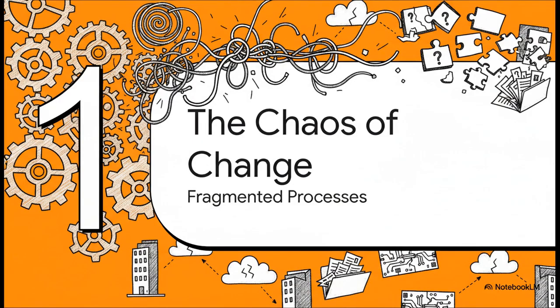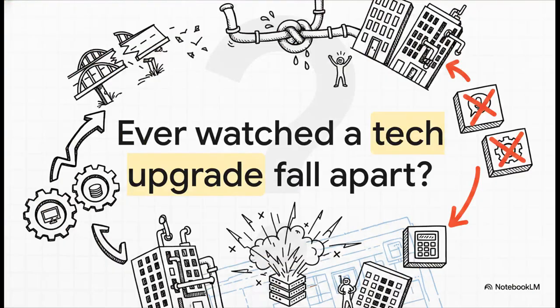Section 1. The Chaos of Business Change. To really understand why all this matters, I want you to picture a hypothetical company. They're going through this massive digital transformation, but they are absolutely drowning in a fragmented mess of legacy, manual, and automated processes. Basically, every single department is just doing its own thing.